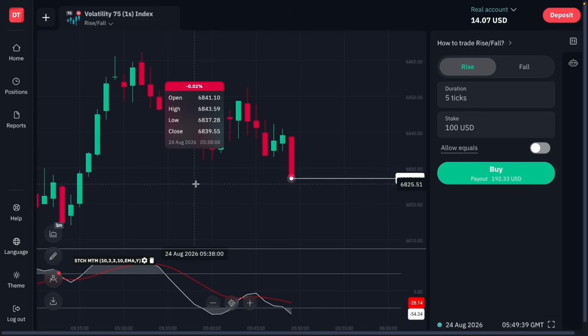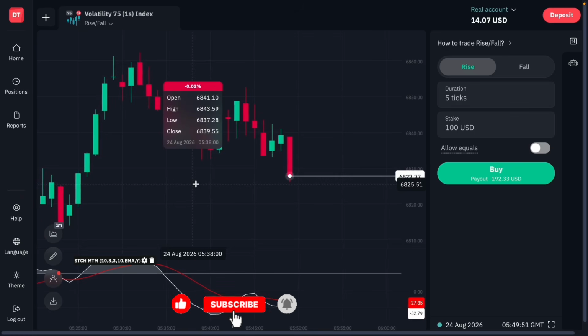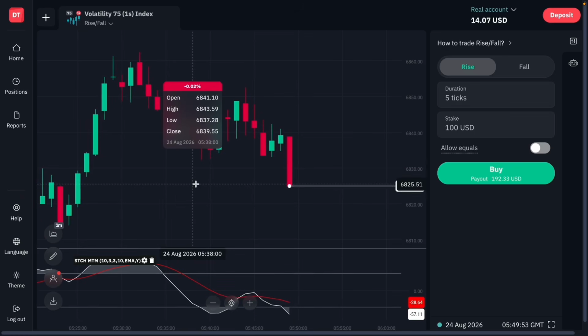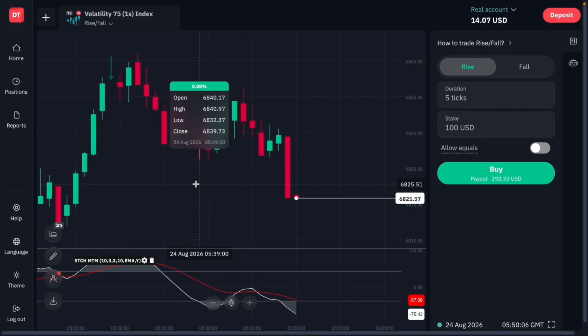Number 8, never use huge martingales on a small account. Now, this brings me to probably the biggest warning in this entire video. Be extremely careful with your martingale. You lose 0.50, then stake 1, lose again, stake 2, lose again, stake 4, lose again. You can see how quickly this gets dangerous. A $10 account simply doesn't have enough capital to survive an aggressive martingale sequence.